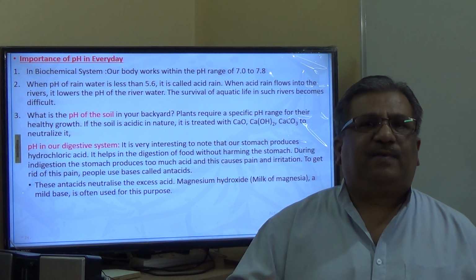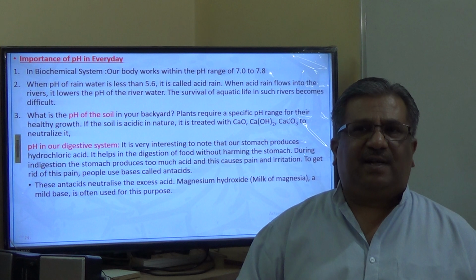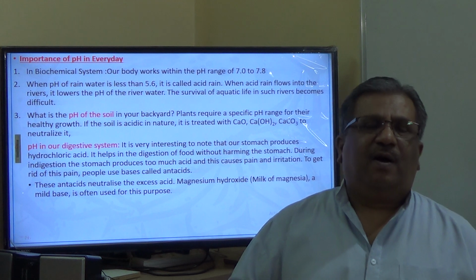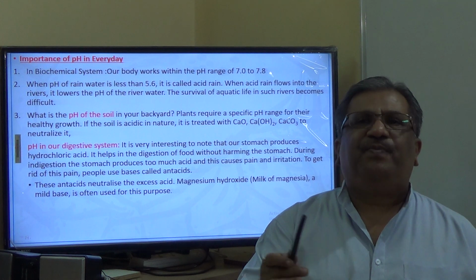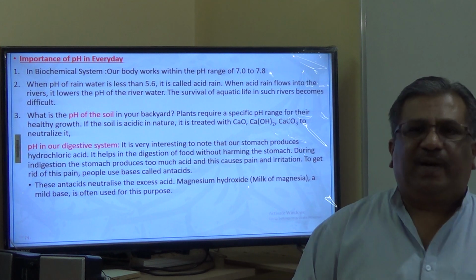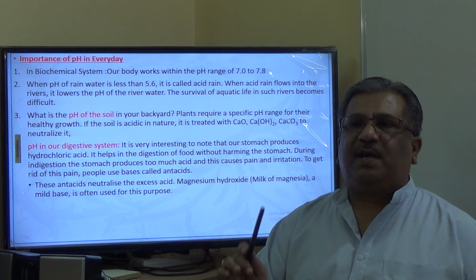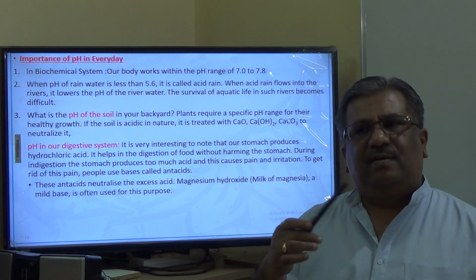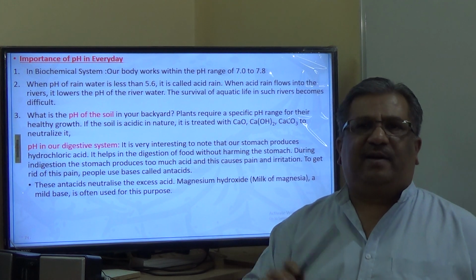Why is it so? If the soil condition is acidic due to acid rains or some other reasons, then the soil will be treated with calcium oxide, calcium carbonate or calcium hydroxide solution in order to neutralize it, or to increase the pH from acidic to the neutral side, so that the crops will grow once again. Which is also very important. What I mean by that is the pH of the soil needs to be maintained, because crops require a certain pH range, and acidic soil is not good for certain crops, and basic soil is also not good for certain crops. It needs to be treated and maintained at a particular range.